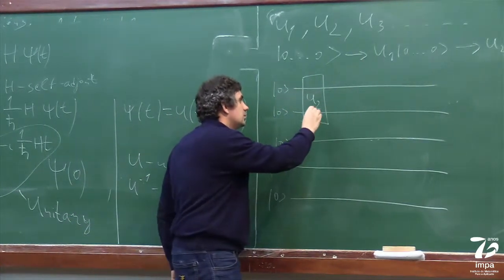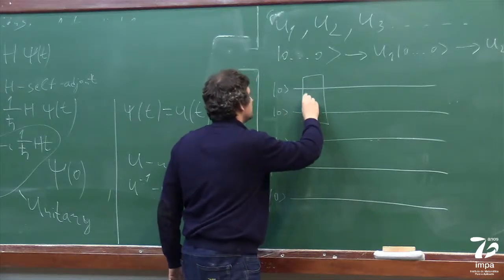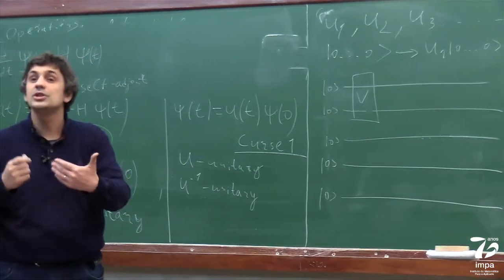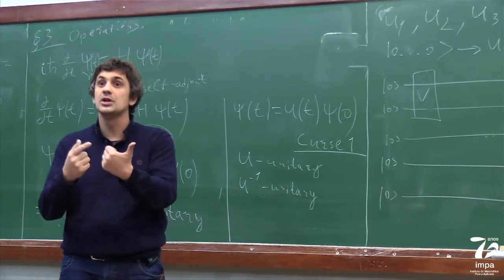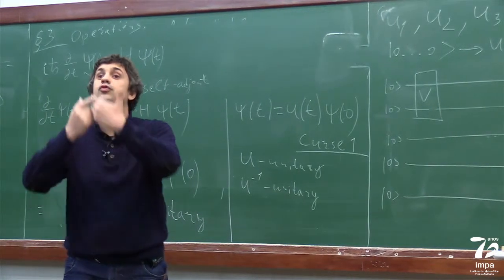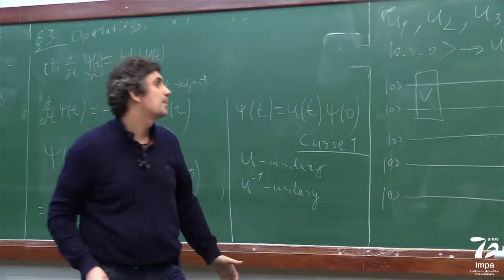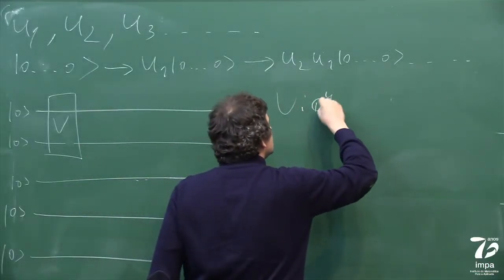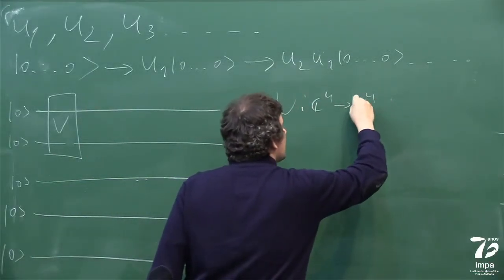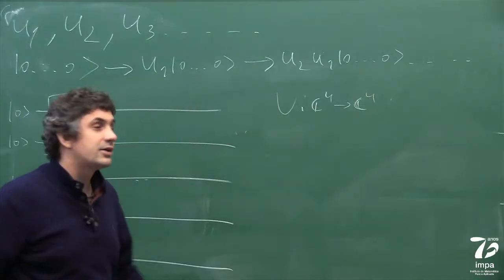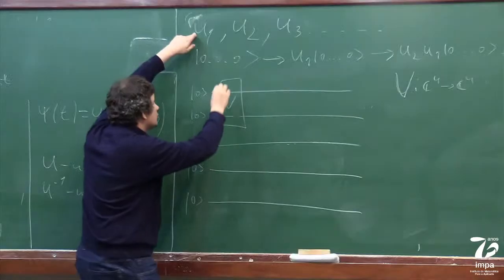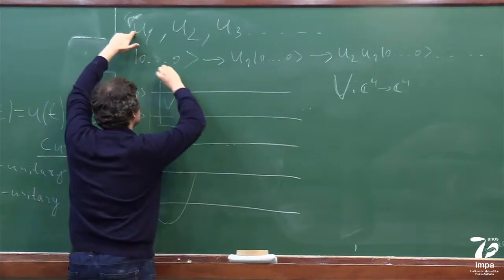Let me call it V. There is some unitary operator V on two qubits. And two qubits mean a four-dimensional complex space, so V goes from C4 to C4. But then the corresponding U1, which is for the whole system.